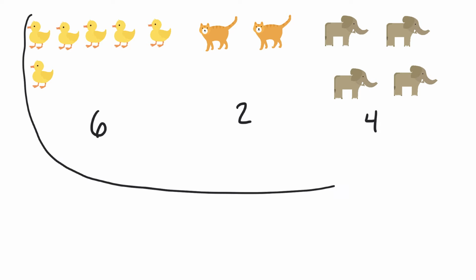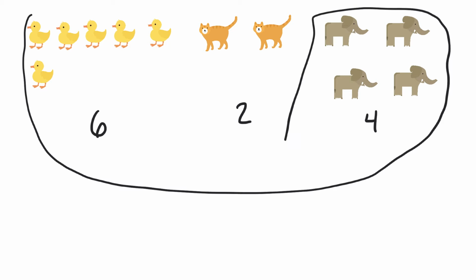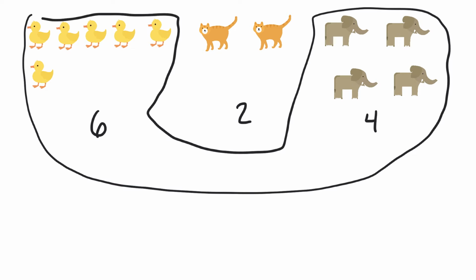So I'm going to make a group right here of our 4 and our 6. 6 plus 4 equals 10. So now I have 10. And what do I have left? 2. So now that's all I have to add together. I have my 10 plus 2 equals, that's right, 12.